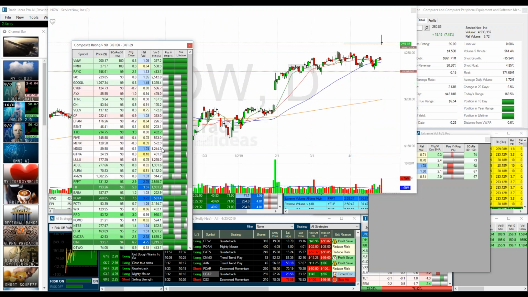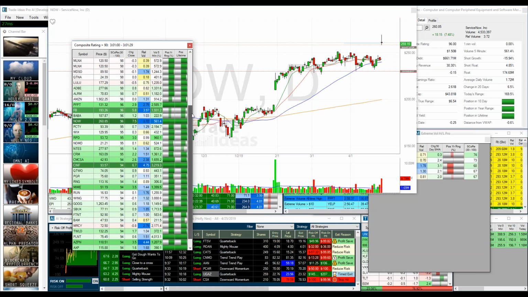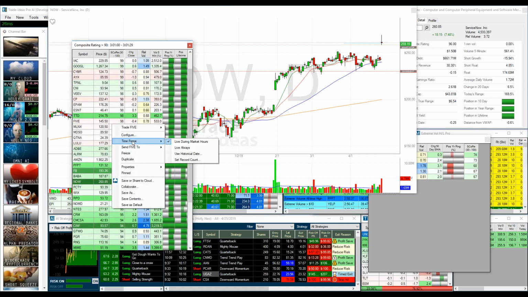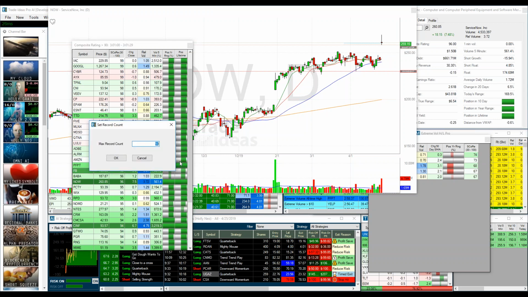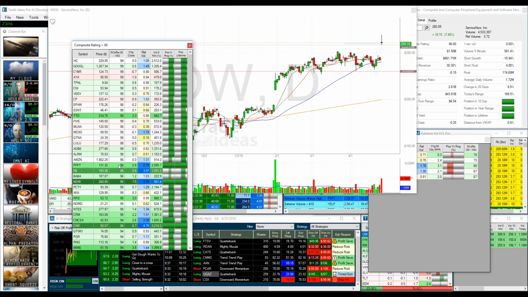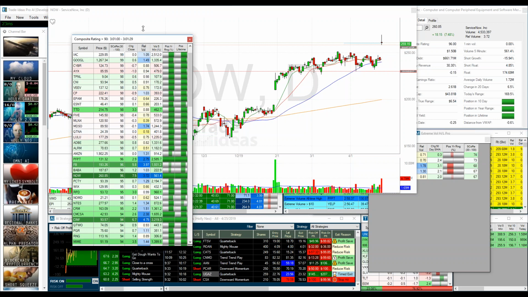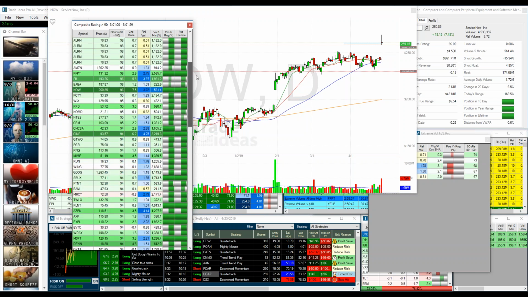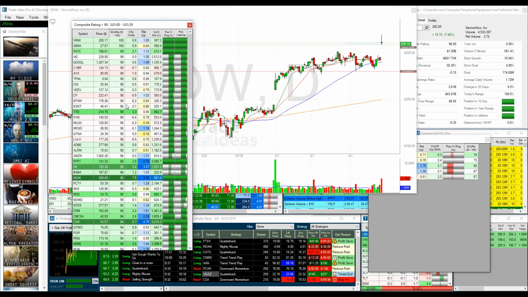Okay, so this is composite rating above 90. I've got a lot of stocks in here, so I'm going to change the set record count to 200. Now we got them all, everything above 90s in here. And you could even go, if you wanted to, it may not be a bad idea to go down to around 80.